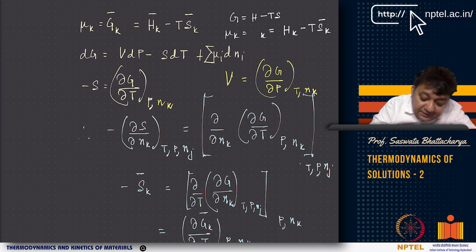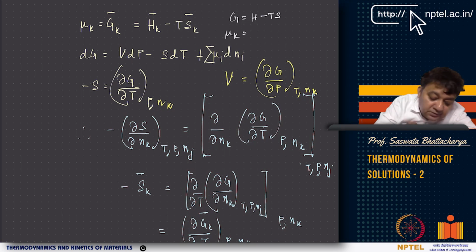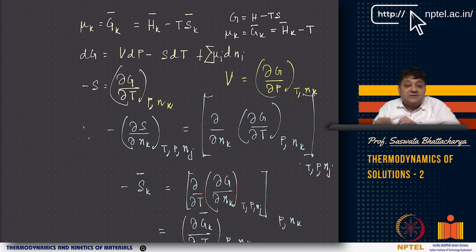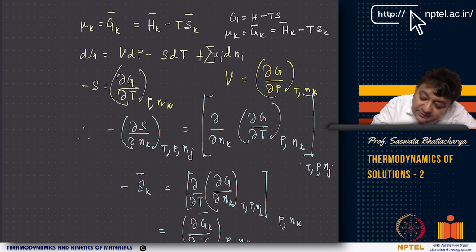But what I am telling is, if I use the partial molar quantity, similar to the molar quantity in the unary solution, the partial molar quantity for each species will follow the same relation. So this is Gk bar, and you can just write Hk bar minus T Sk bar. T stays, so the partial molar property is associated with the extensive variable here. So you will get the same: Gk bar is Hk bar minus T Sk bar.